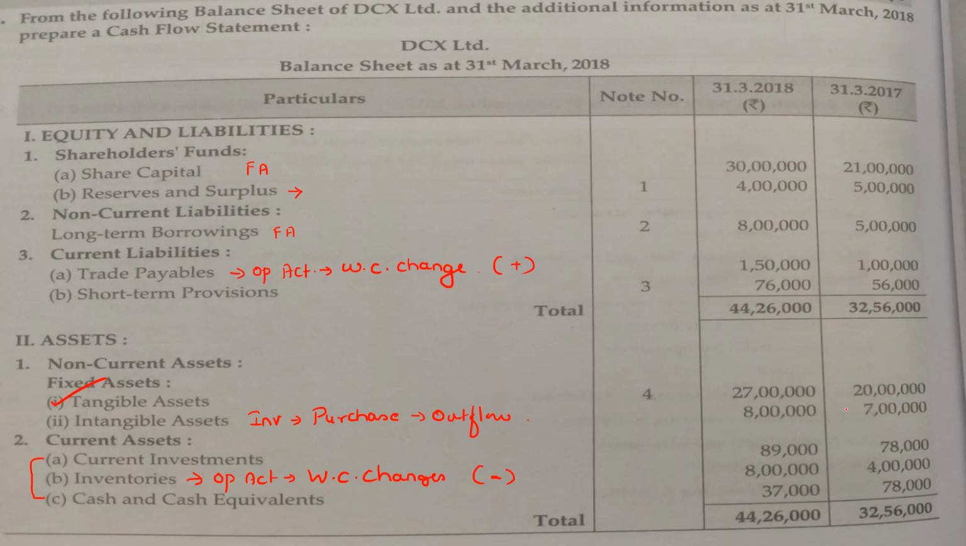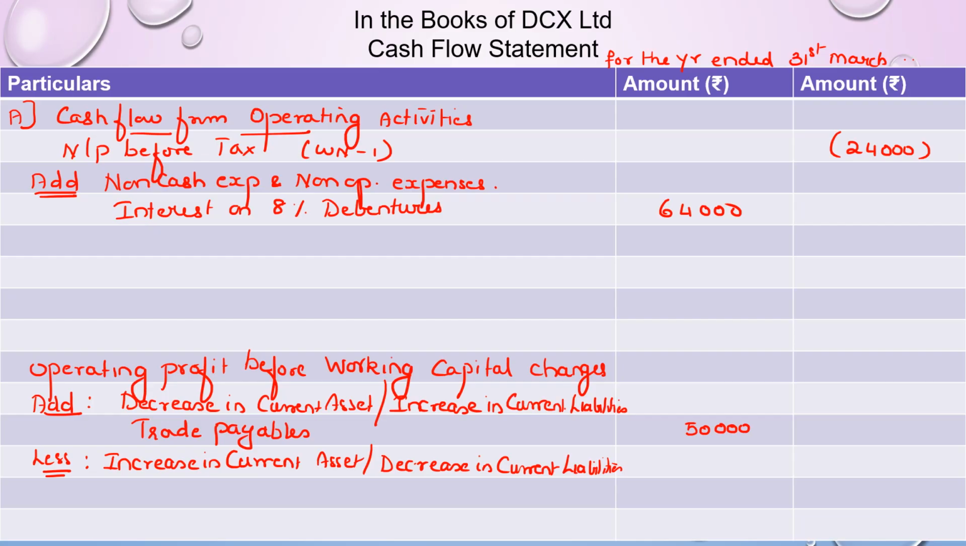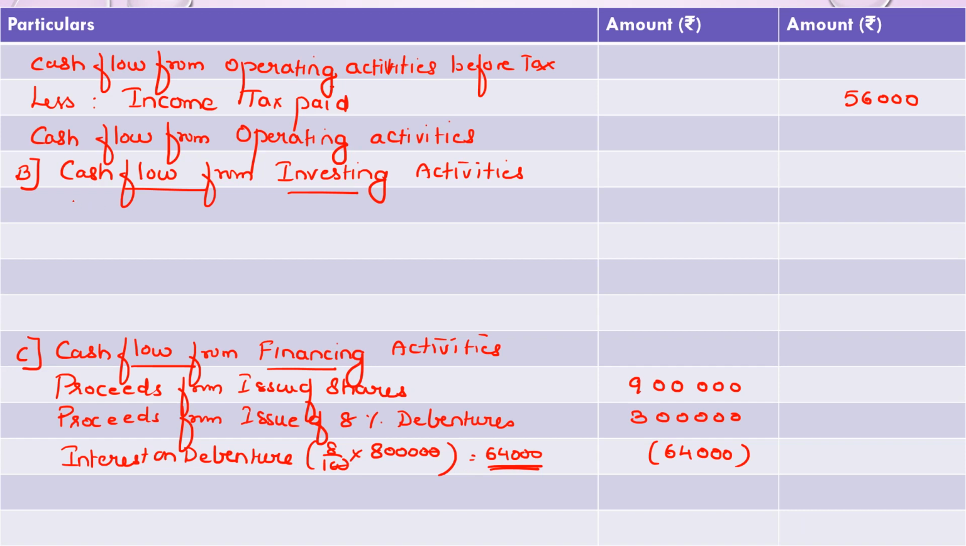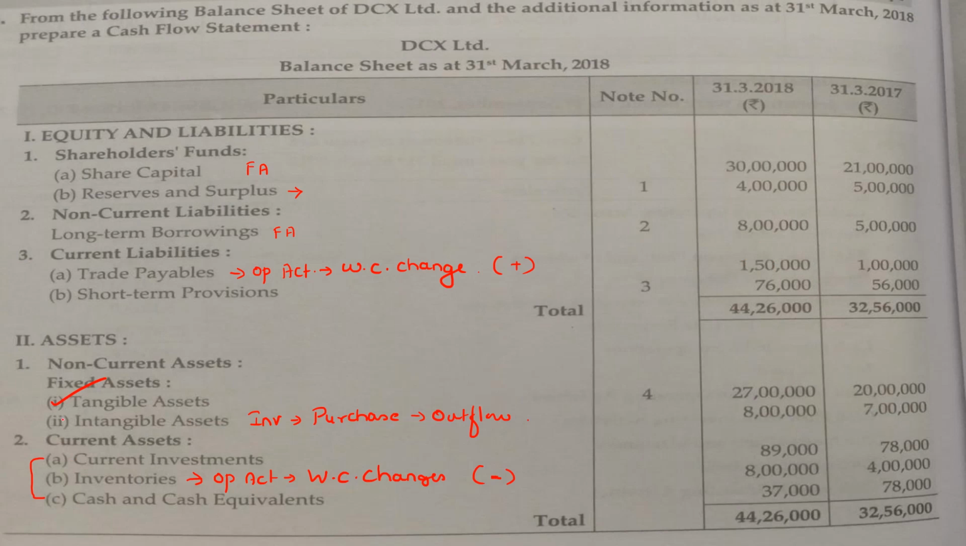Intangible assets have increased, which means during the year we purchased some intangible assets. The detail is not available, but it represents an outflow under investing activity. So going to the investing activity, you write purchase of intangible asset. The intangible assets have increased by 1 lakh, from 7 lakh to 8 lakh. So there would be an outflow of 1 lakh. After this, we are going to look at the next one. So intangible assets are dealt with.